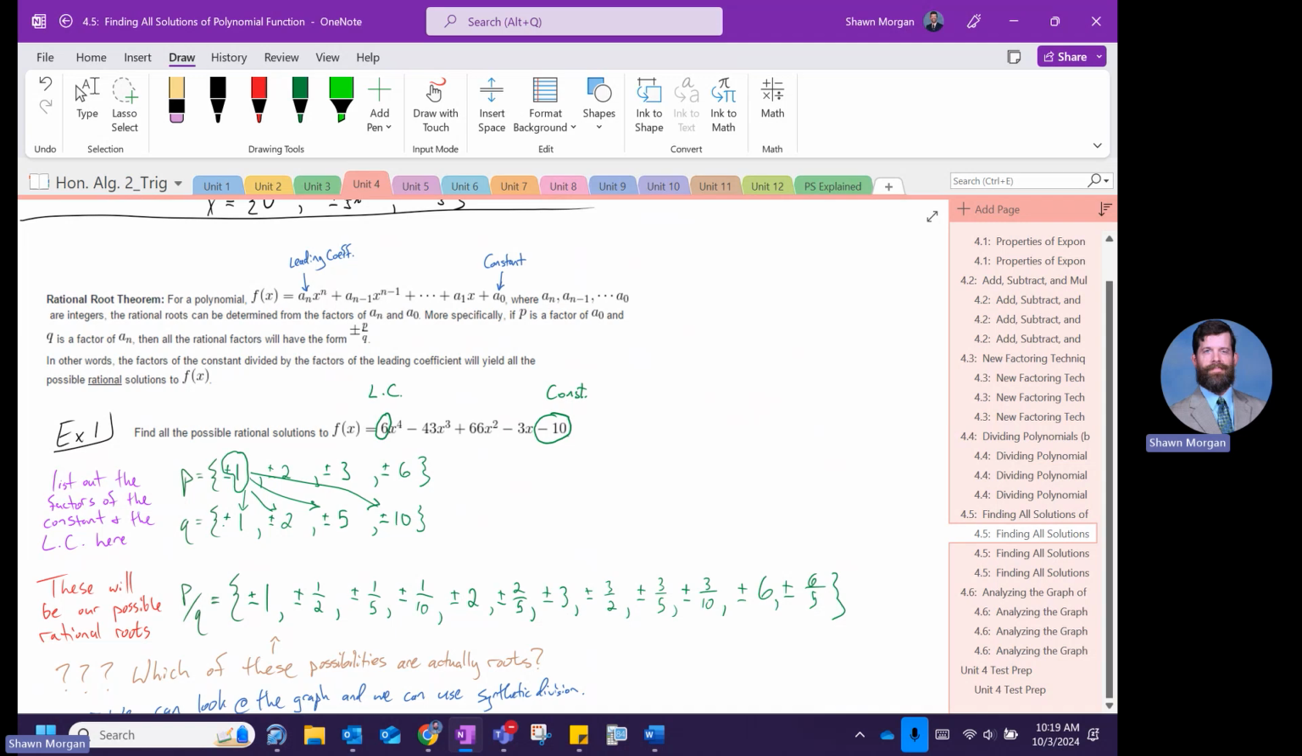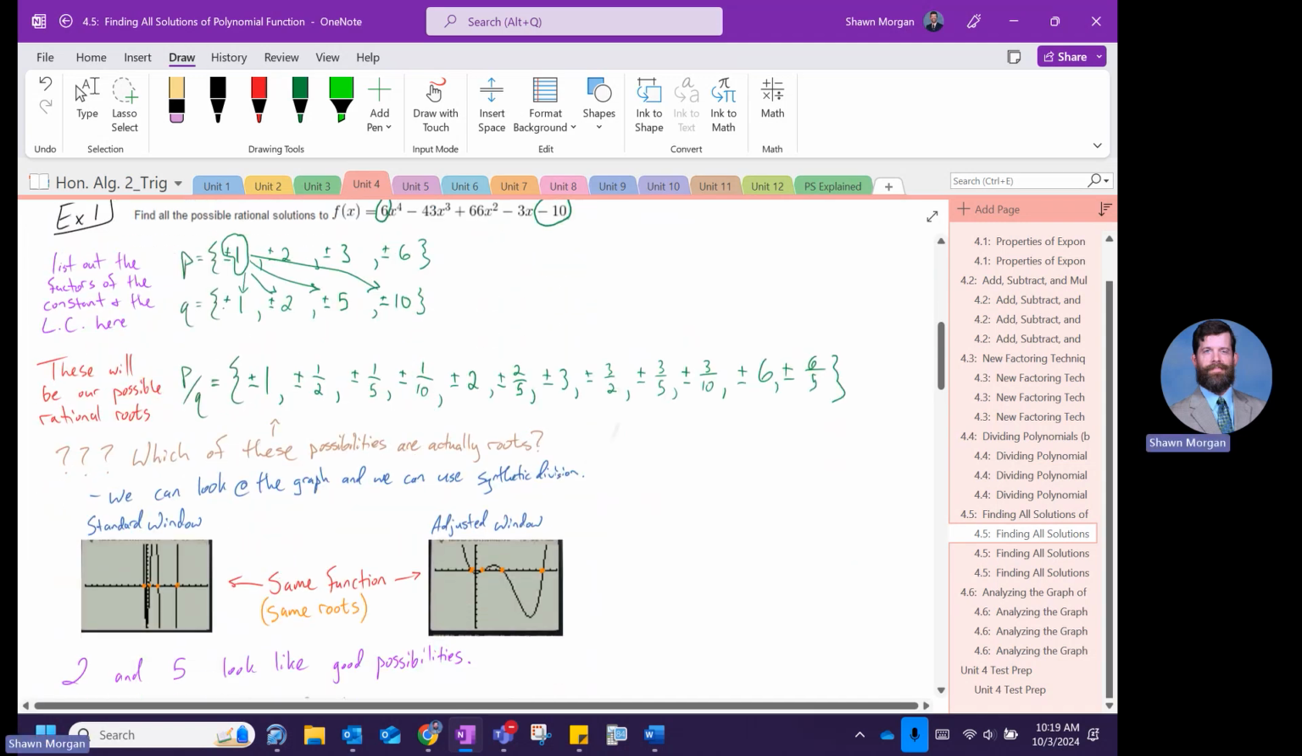Who knows? But listen carefully. If it has any rational roots, they are going to be on this list. If it has, listen to that again. If it has any rational roots, they will only come from this list. Now, what we will do is we will take this list and we will start trimming it down. And one of the best ways to trim it down in my mind is to look at the graph.